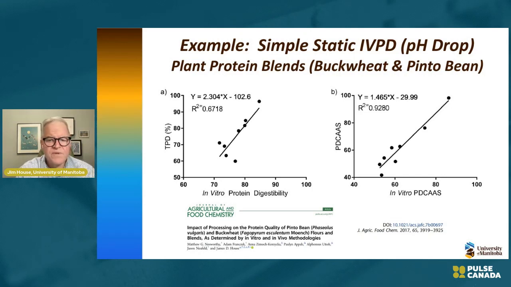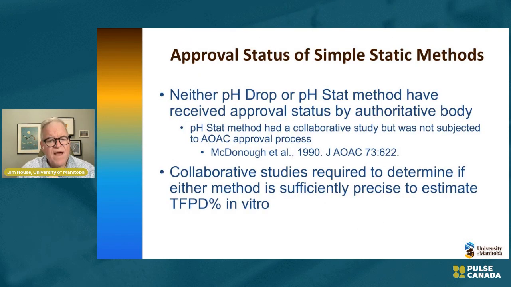So here's some samples from our lab looking at plant protein blends, buckwheat and pinto bean. And you can see that for in vitro protein digestibility, you get a reasonable approximation, and this is just for a few blends. When you look at the resulting PDCAAS, you get an R squared of 0.92. So these methods are well established, but they have not yet been validated.